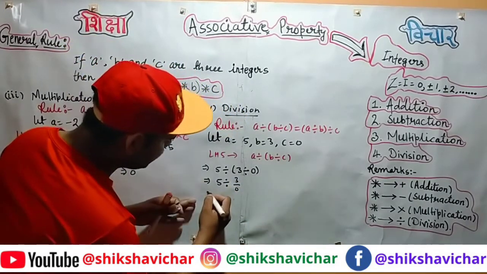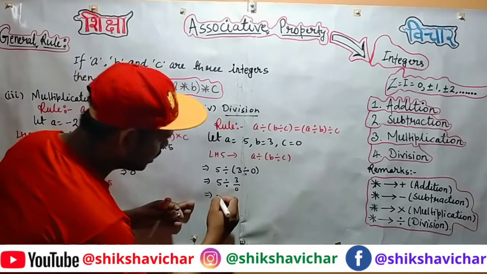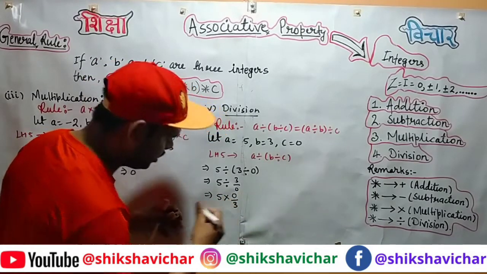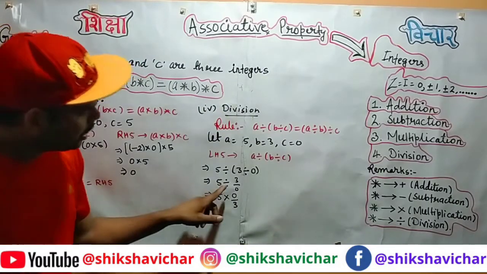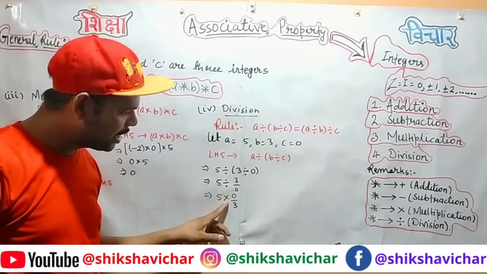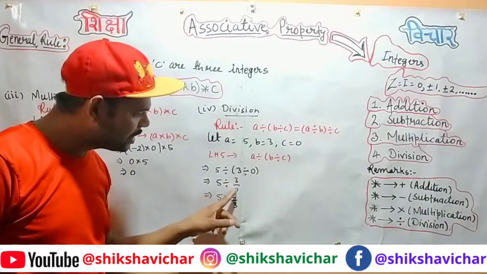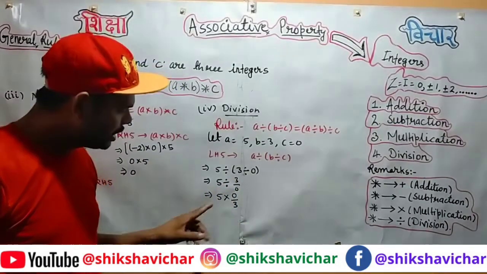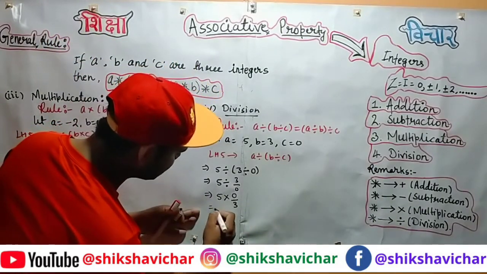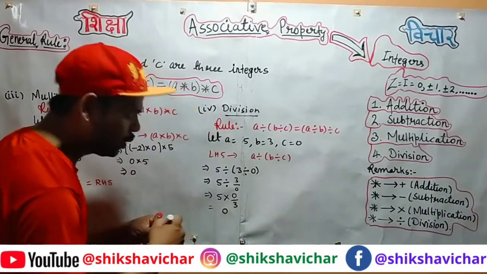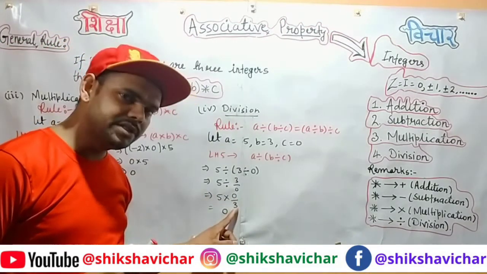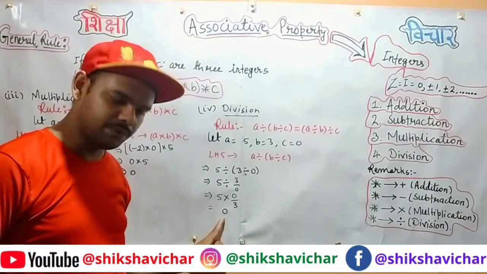Now whenever we solve it further we will get 5 multiplied by 0 upon 3. Why? Because this division sign has been converted into multiplication, and the reciprocal of 3 upon 0 would be 0 upon 3. That means 5 into 0 upon 3. And the answer would be what? The answer would be again 0. Why? 5 into 0 is 0, and 0 divided by 3 gives 0.